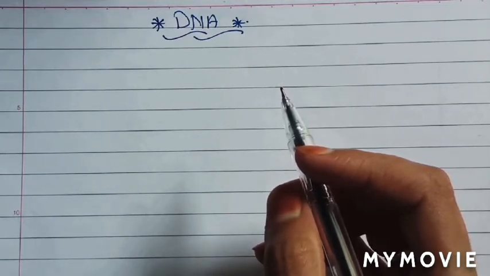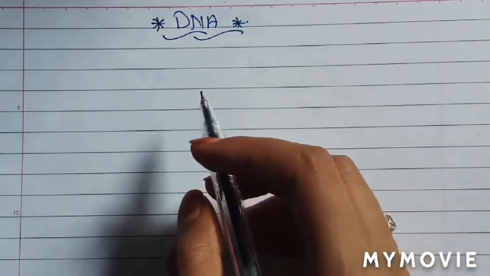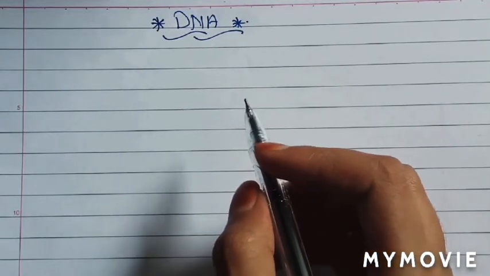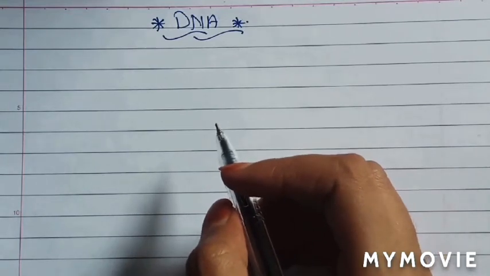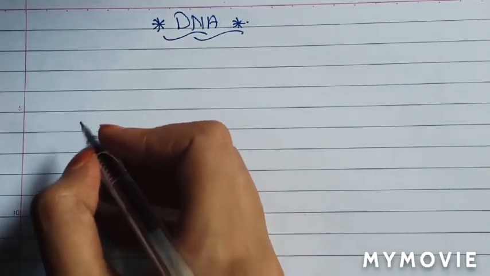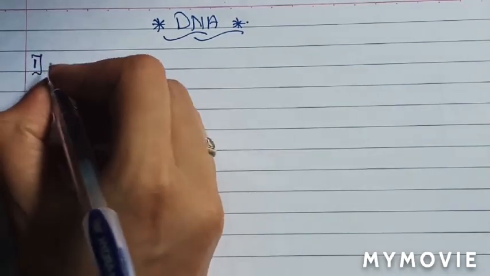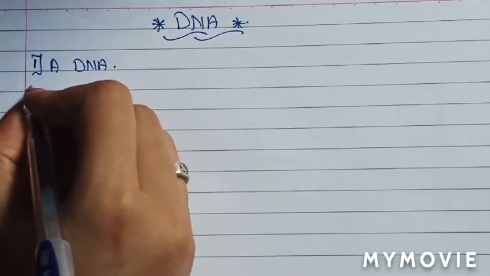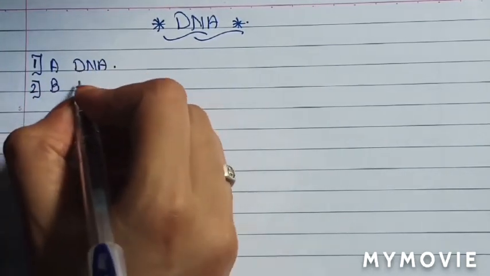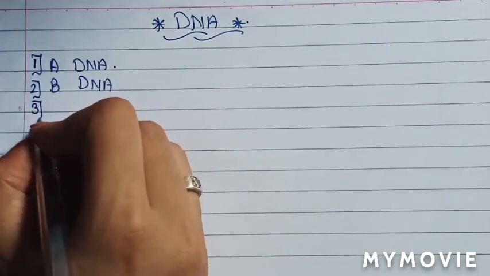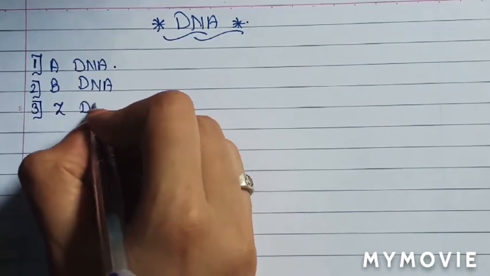Now in this video we are going to see the types of DNA, that is A-DNA, B-DNA and Z-DNA. A-DNA and Z-DNA are rarely found, whereas B type of DNA is the common DNA. So we will write here A-DNA, B-DNA, and the third one is Z-DNA.